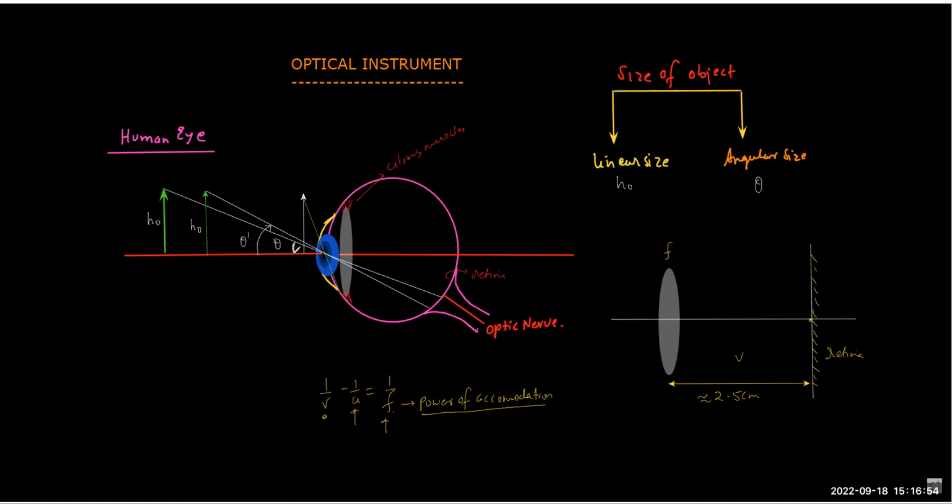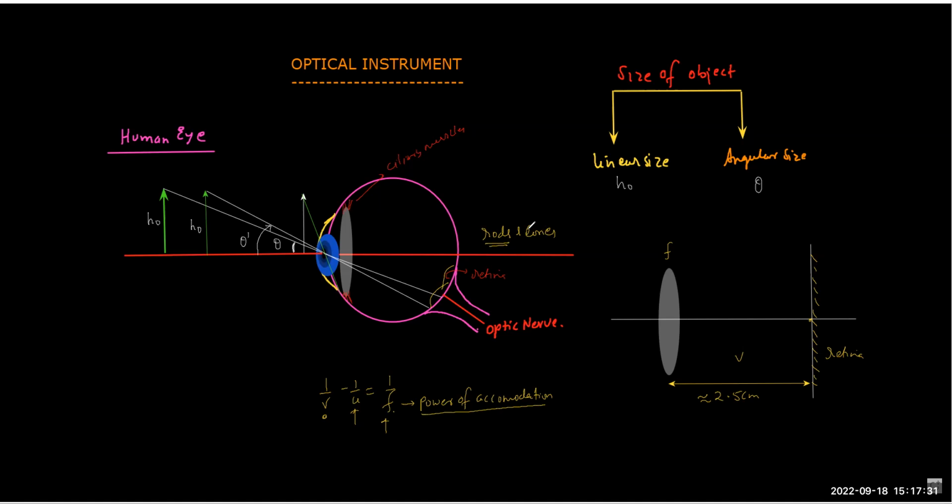Okay. Why am I using the word brain again? Because we don't see through the eye. The eye is just a medium which allows the light to enter, but vision is developed as a perception in the brain only. And the light which you receive here, in this part, is incident on something called the rods and cones, which are cells inside the eye.